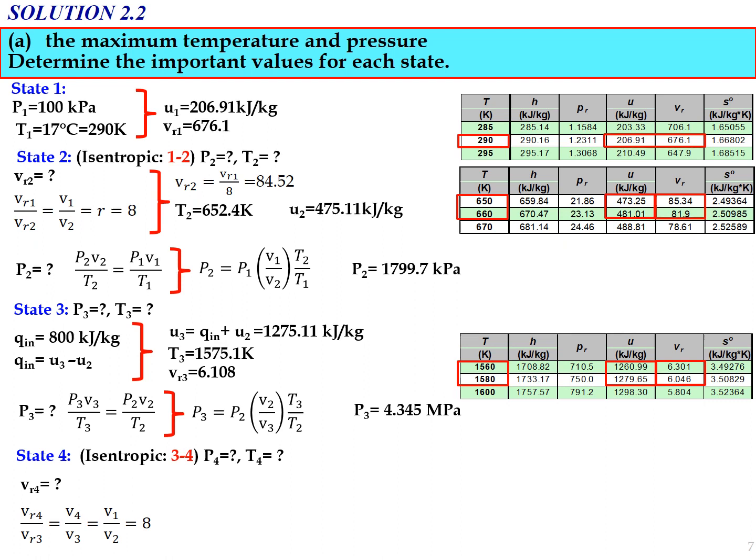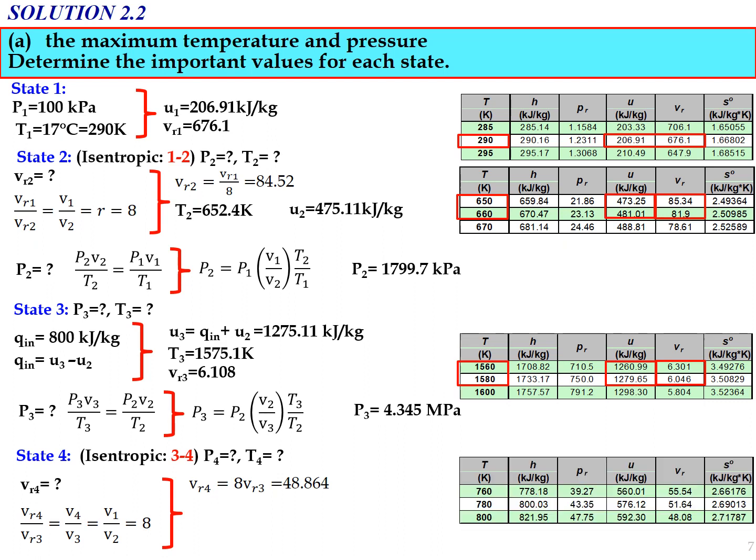Okay, so we know that V4 equal to V1 and also V3 equal to V2. So Vr4 divided by Vr3 equal to V4 divided by V3 equal to V1 divided by V2, which is equal to the compression ratio equal to 8. So the value is already given in the question. So rearrange the equation, you will get the value for Vr4, which is equal to 8 times Vr3 equal to 48.864.